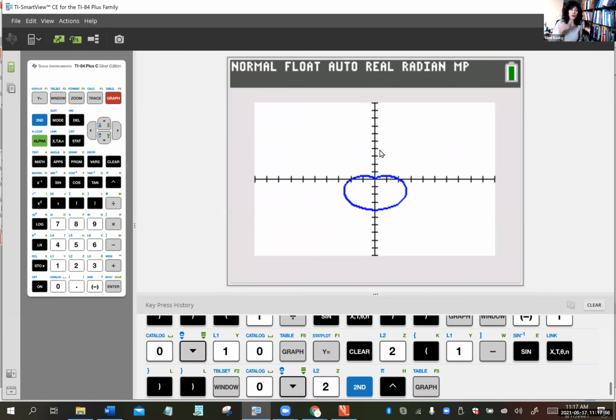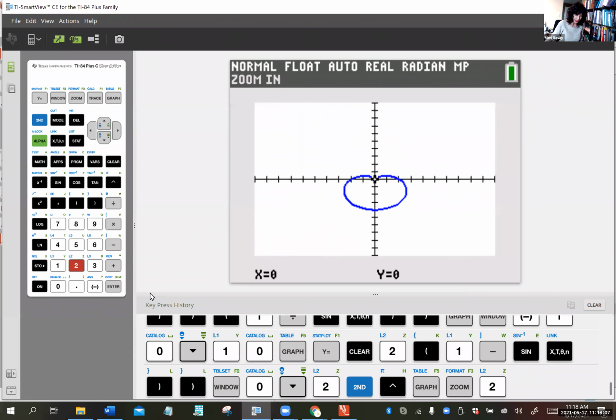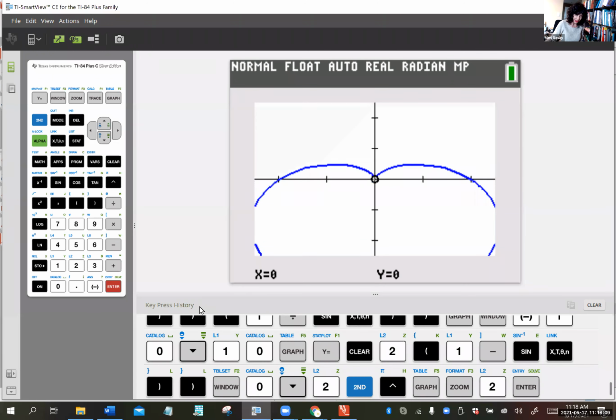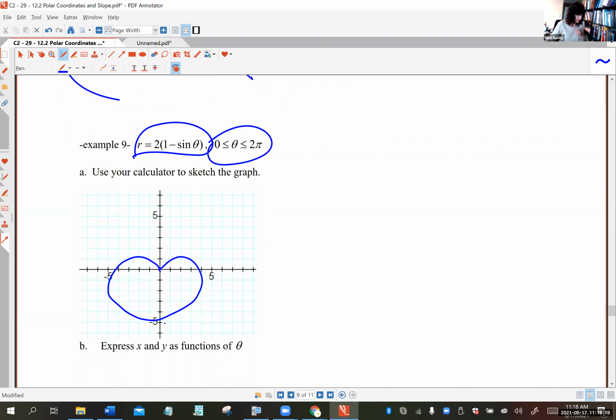Whoa, it's another one of those cardioids. Kind of looks like a heart, a circle heart, a heart circle. I don't know. You want to zoom in on it, make a better look at it. Yeah, it kind of looks like a little bit of a heart. Okay, fine. You want to graph. That looks pretty sad, but you get the idea.